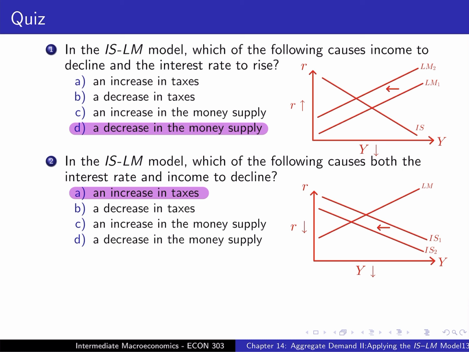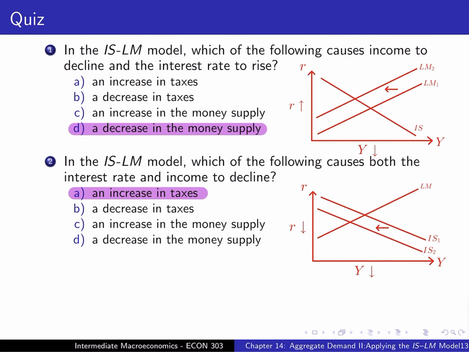When the money supply decreases, the LM curve shifts to the left. This leads to a higher interest rate and lower output. In the graph, the LM curve shifts left from LM1 to LM2. The new equilibrium is at point B, where R is higher and Y is lower than at point A. The answer is D, a decrease in the money supply.